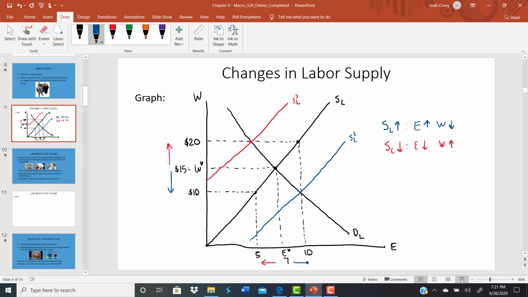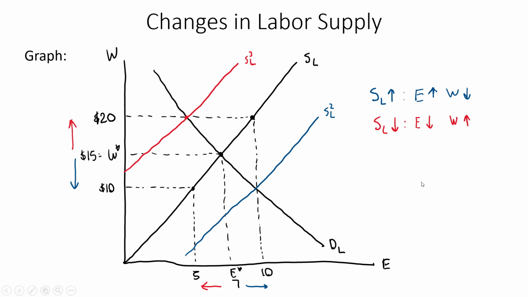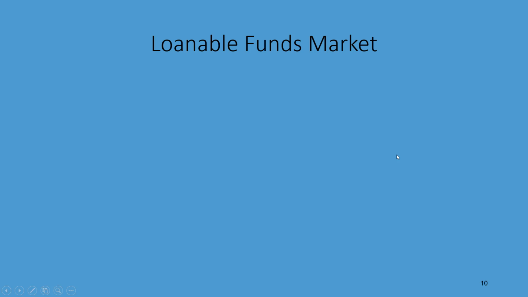So that is the labor market. So you now know what happens when the demand for labor changes as well as when the supply of labor changes. So that is the first of these macroeconomic markets that we're going to talk about. Let's go ahead and move on and talk about the loanable funds market.